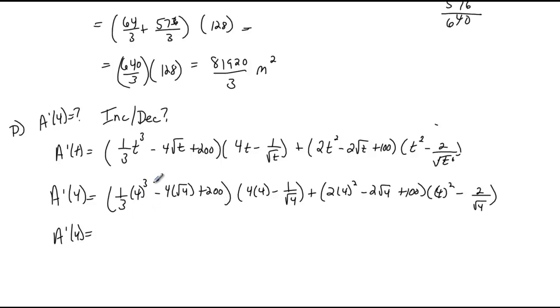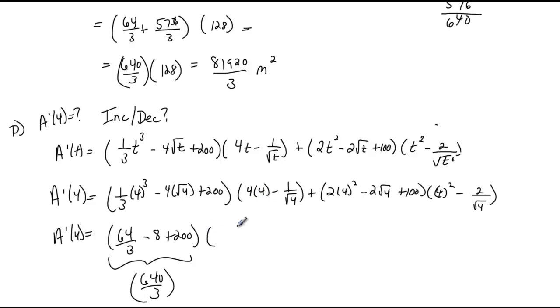4 cubed is 64 thirds, so we're going to have 64 thirds. Square root of 4 is 2 times negative 4 gives you negative 8 plus 200. I think that was equal to 640 thirds, so this will actually equal 640 thirds. So notice this will be times 4 times 4, which is 16, minus 1/2. Square root of 4 is 2, so we're going to have minus 1/2. 16 is really 32 halves, minus 1/2 is 31 halves.